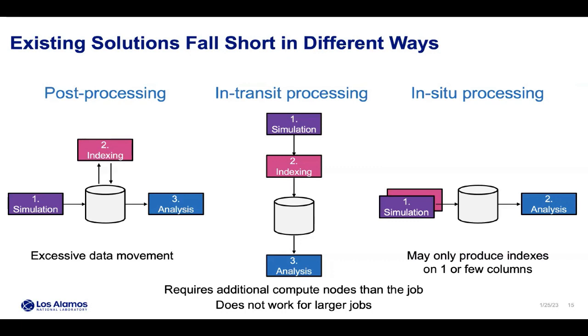So that's no good. If you want to do in-transit processing, this requires additional compute nodes and additional memory. So you start constraining the size of your simulation based on how much you want to index. And then in situ processing is useful. It's just a little bit lightweight, so you can maybe only produce indexes on one or a few columns that may be of interest. So a less granular index capability.